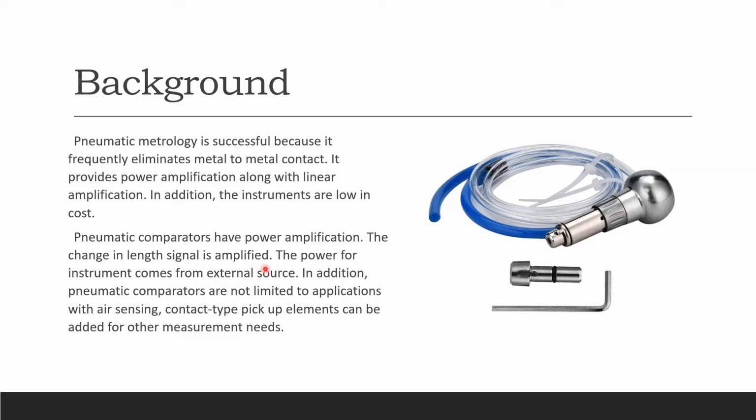And pneumatic comparators have power amplification. The power for the instruments comes from an external source. Okay, so the change in length signal, you can amplify that. In addition, pneumatic comparators are not limited to applications with air sensing. Contact type pickup elements can also be added for other measurement needs. So what it's saying is, even if this is using air, it's not limited only to air. We can add contact type elements to the instrument.